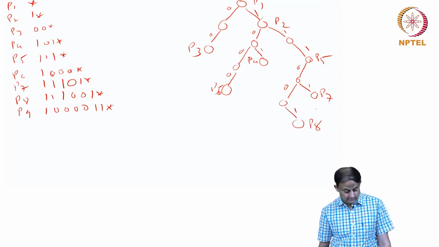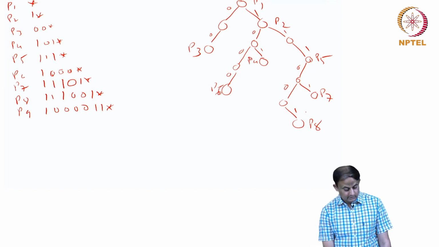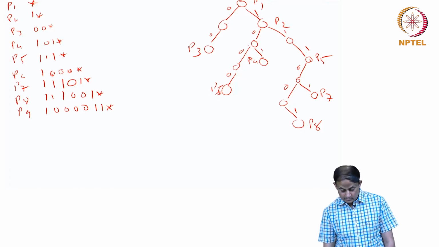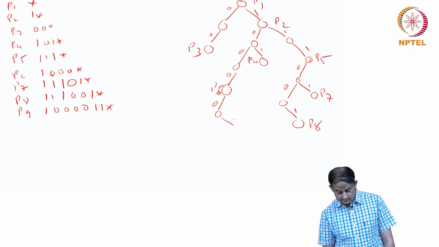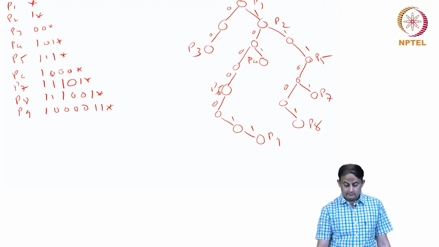this is P8, 1 1 1 followed by 0 0 followed by 1. And P9 is 1 followed by 4 times 0, 3 times 0 is this stretch, and then followed by a 0 and then 1 1. This is your P9. So what is the height of this trie? 1, 2, 3, 4, 5, 6, 7.